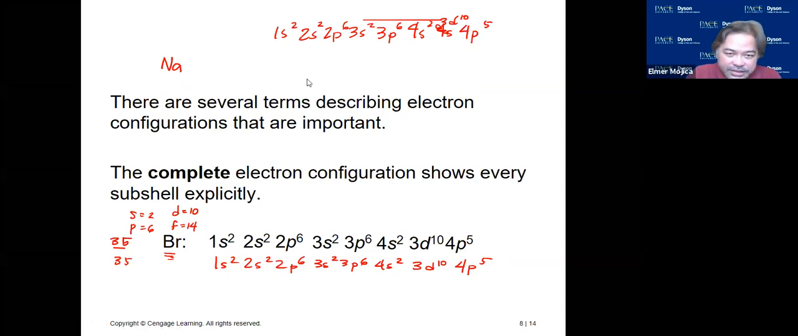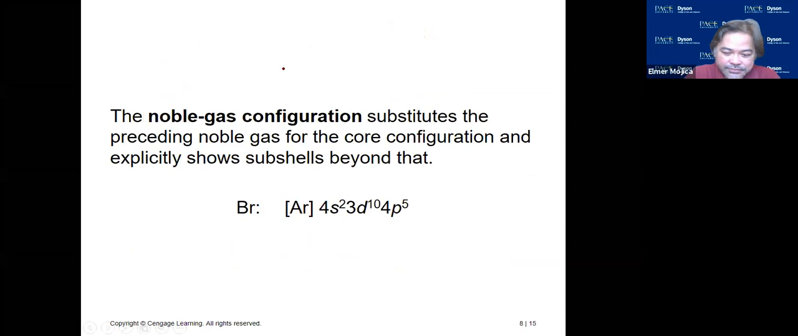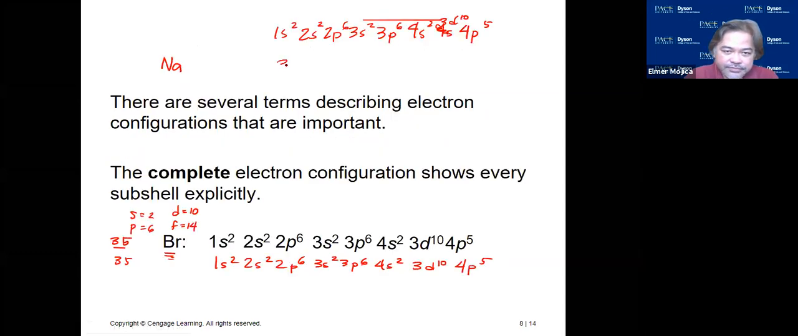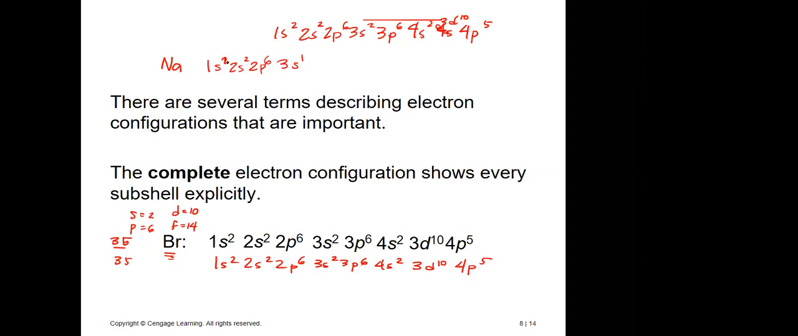So you could say, okay, 3s1, and then fill up everything below it. So what is before 3s1? You have 2p6. You have 2s2. Okay? And you have 1s.